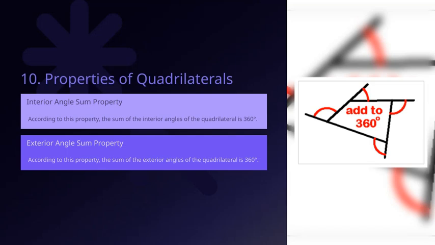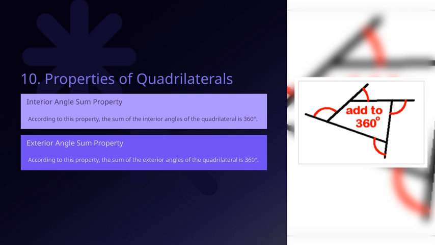Let's talk about some important properties of quadrilaterals. First, the interior angle sum property. This states that if you add up all the interior angles of any quadrilateral, the total will always be 360 degrees. This is a key concept because it helps us understand the fundamental angle relationships within these four-sided shapes.